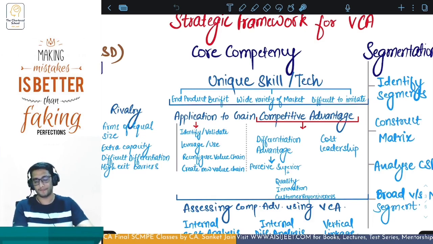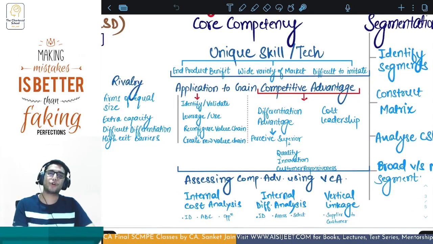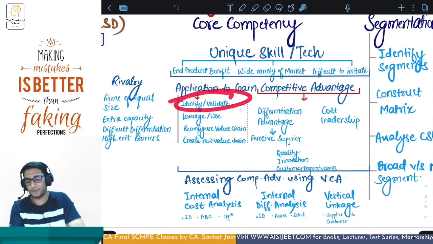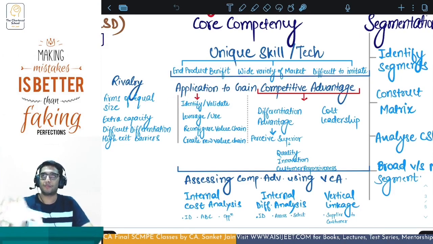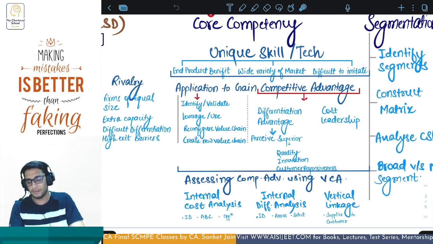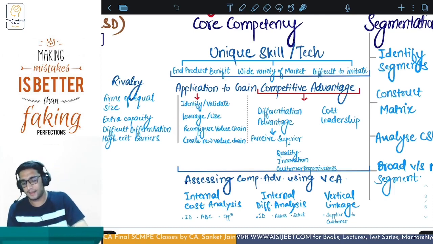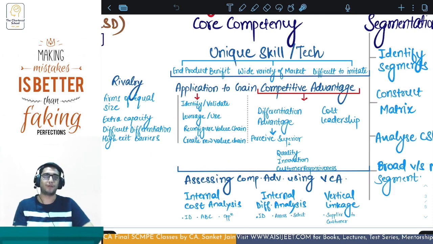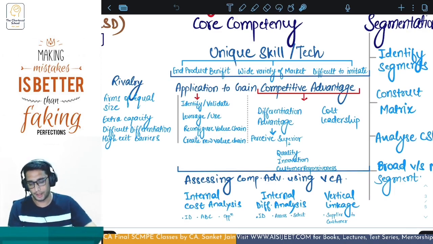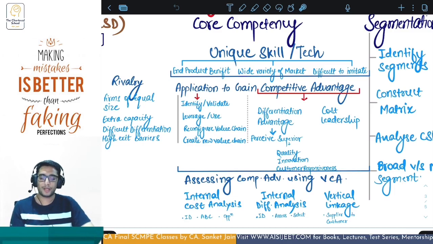Now, to use core competency to achieve competitive advantage, what can you do? First, you need to identify or validate if you have a core competency. Then leverage or use it from the existing ones to the new one. The core competency that you have in the existing process or product, use it for the new process or product. Third is reconfigure the entire value chain of the existing one, and then create a new value chain, if you have to, for the new process or product. This is application to gain competitive advantage.